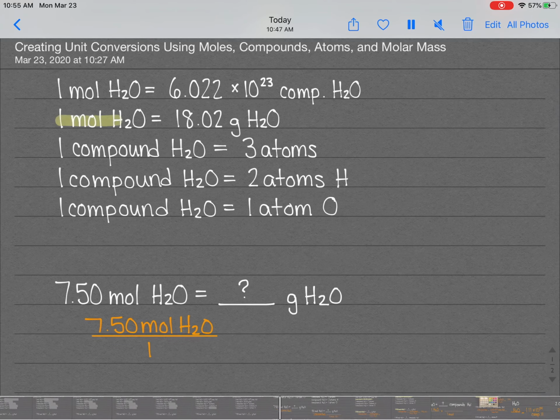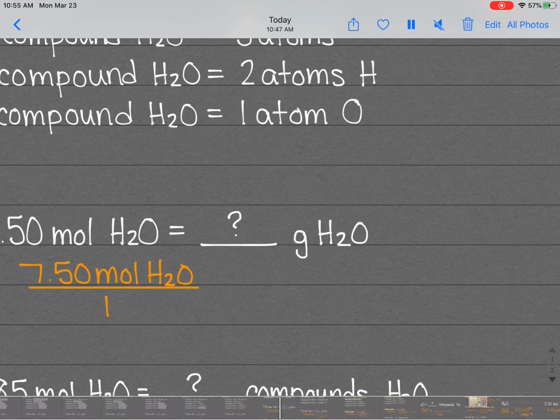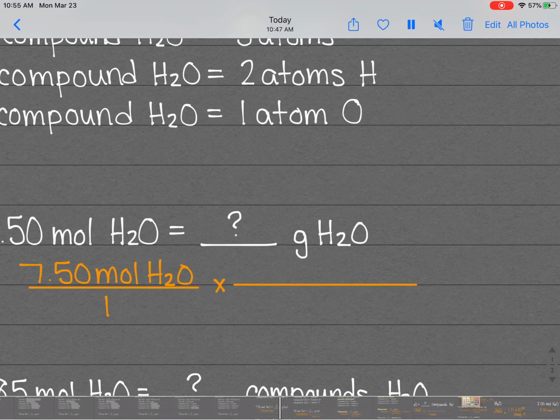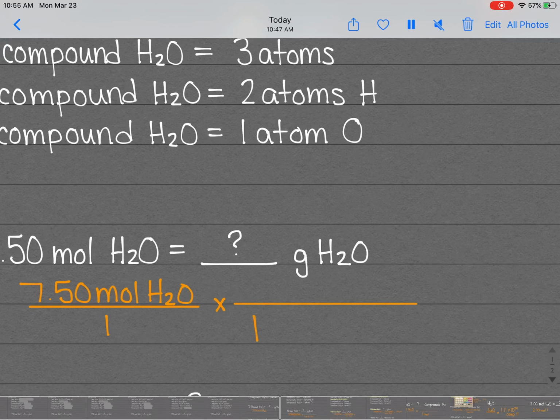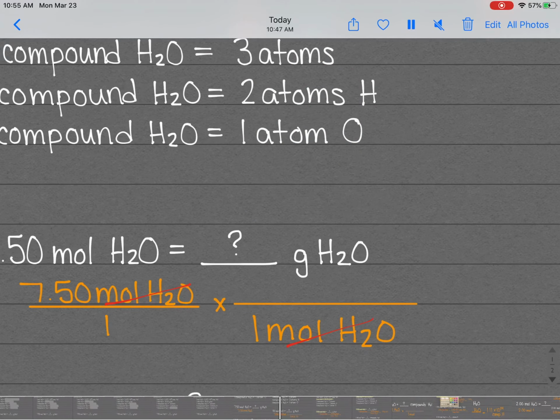The next thing I want us to think about is we know that in 1 mole of water, there's 18.02 grams of water. And so we can use that in our next setup. We're going to write 1 mole of water on the bottom to cancel out the units of moles. Stoichiometry doesn't have to be hard. If you understand unit conversion canceling, it doesn't have to be hard. So this is where our moles of water will cancel out. And then on the top, I'm going to write that 18.02 grams of water.